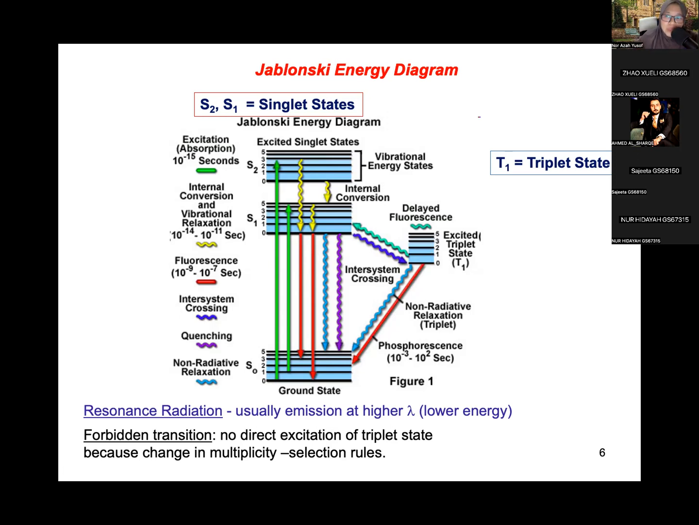But what's the difference between UV, visible, and fluorescence? If you look here, if the electron is excited and goes straight down without any other process, you will get the UV or visible region. But if you have internal conversion and then inter-system crossing, this results in fluorescence.